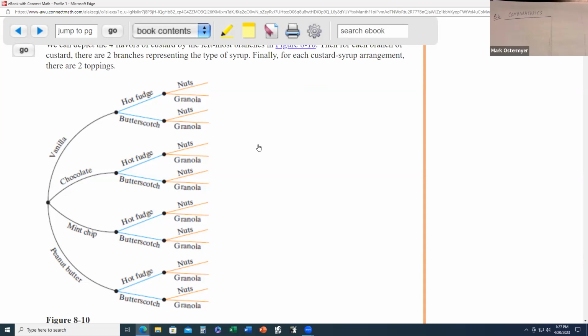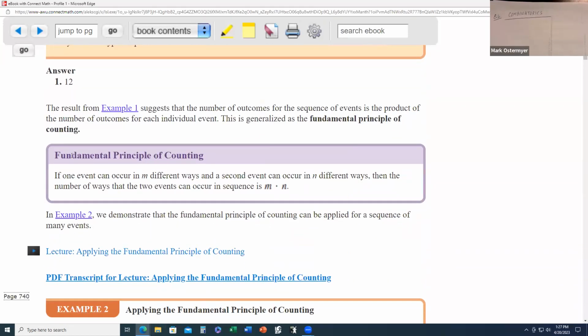Well, to determine the number of sundaes that are possible, to the rescue is a very important principle of counting. It's called the fundamental principle of counting. It's embodied in this purple box here, which is in section 8.6 on page 739. The fundamental principle of counting says this: if one event, whatever the event is, can occur in m different ways, and a second event can occur in n different ways, then the total number of ways that the two events can occur in sequence would be m times n. That's called the fundamental principle of counting.